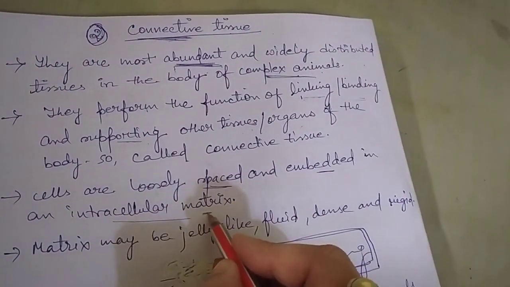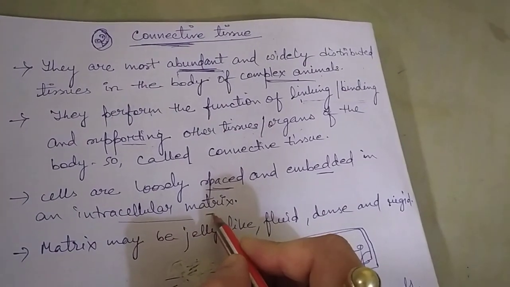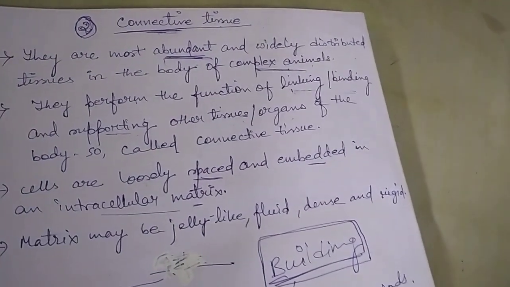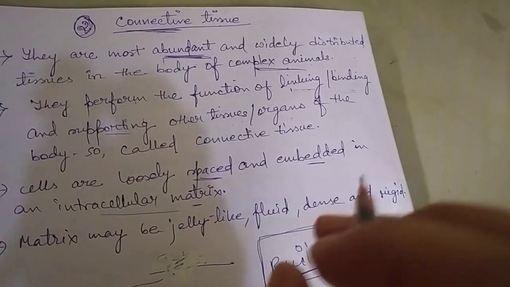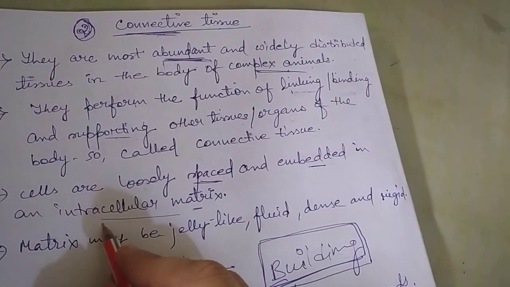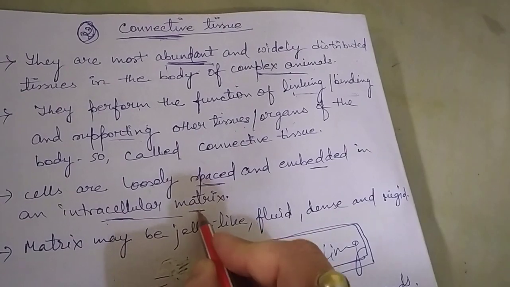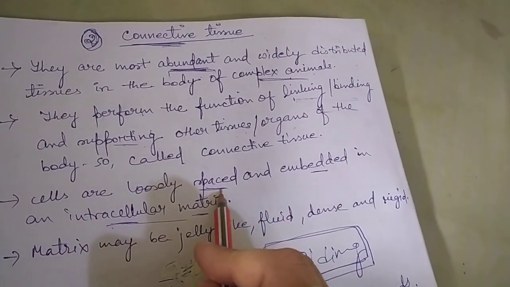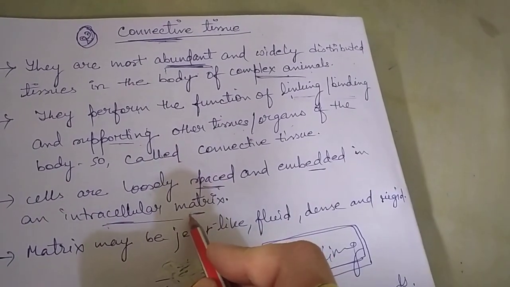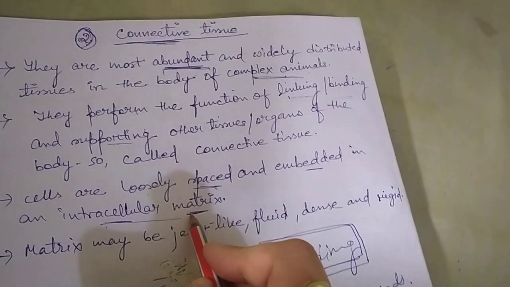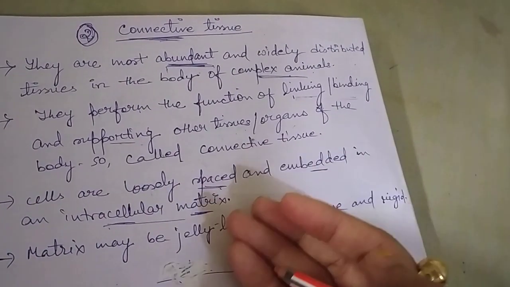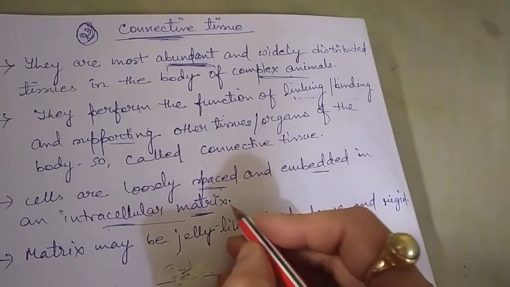I have told you matrix is the space occupied, or the substance, or the medium in which the cells are embedded, suspended. Every cell has a matrix inside it. So these cells of the connective tissue are loosely spaced, they have intercellular spaces, and inside the cells you will find a matrix, a medium. It may be a jelly medium, it may be a fluid medium, or it may be a solid medium.